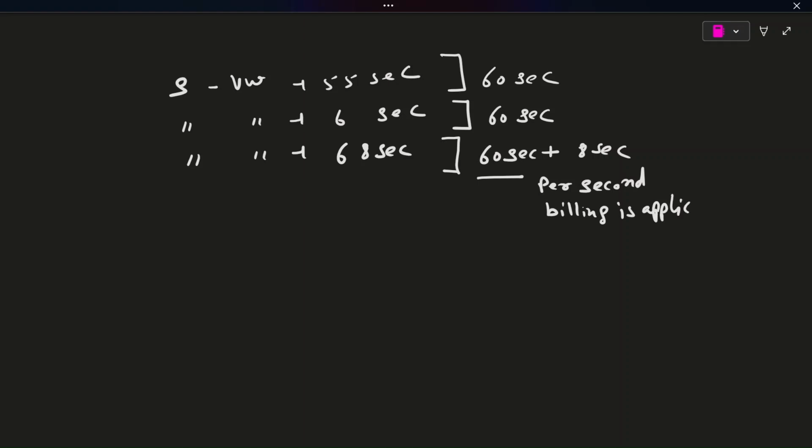Basically, this is how credits are consumed. Let's say you have a small size VM and you ran it for 2 hours, then 2 credits will be used.